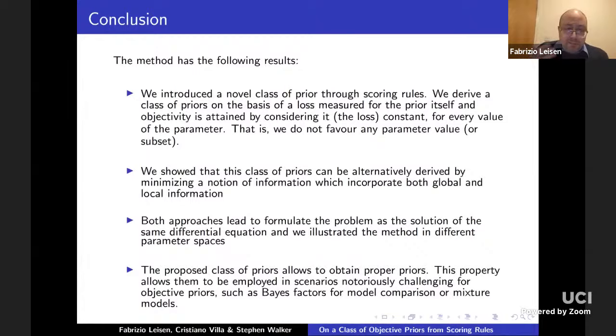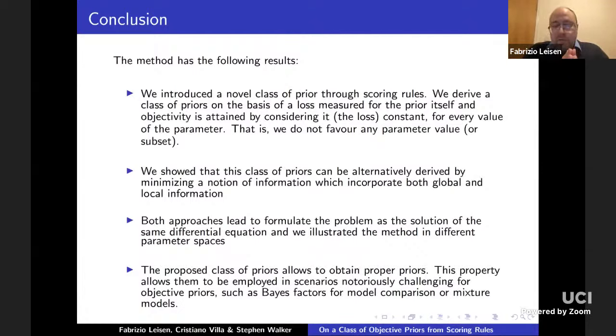In the paper, and Stephen also commented about this, we show that this class of priors can be alternatively derived by minimizing a notion of deformation, which incorporates both global and local information. The nice thing is that the two approaches agree, and they lead to formulating the problem as the solution of the same differential equation, and we illustrated the method in different parameter spaces.